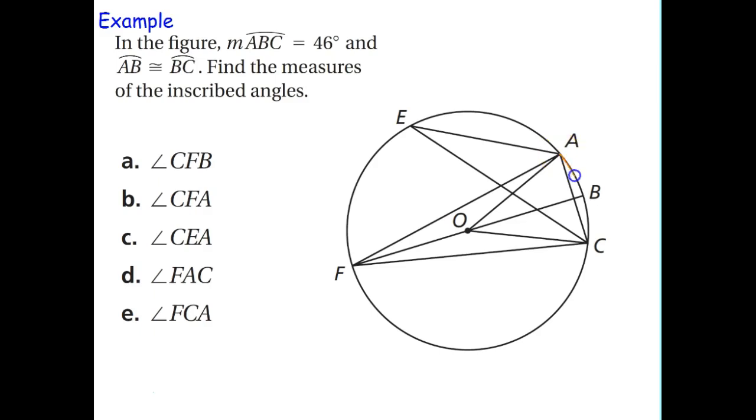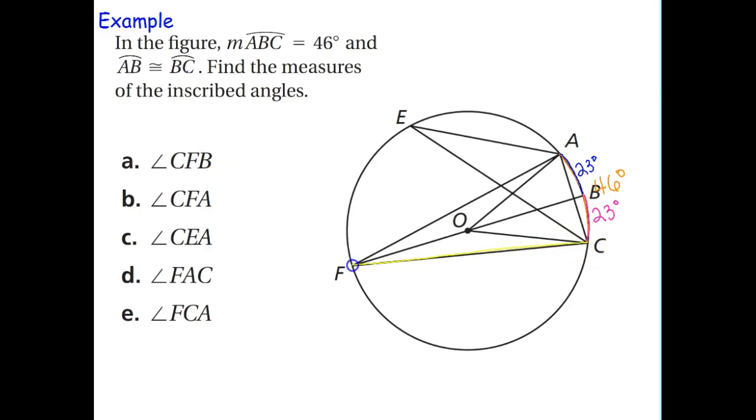We know that arc ABC is altogether 46 degrees. And we know that AB is 23 degrees because these are congruent, and we also know that BC is 23 degrees. Notice these are all angles that you're looking for. In order to find each one of these angles, you have to find its intercepted arc. Once you find the measure of its intercepted arc, you should be able to figure out the measure of that angle. So if we look at CFB, I'm going to outline that in yellow.